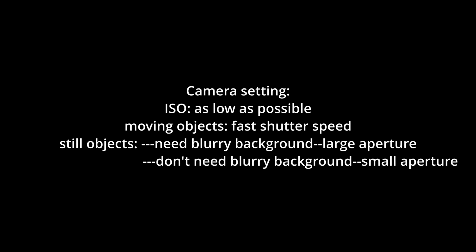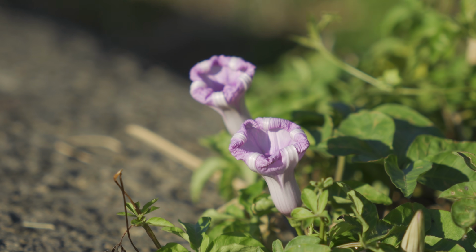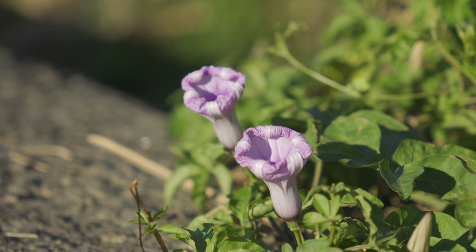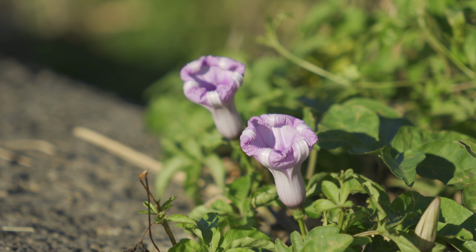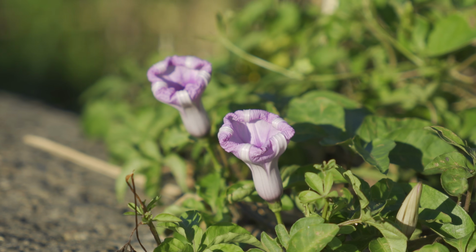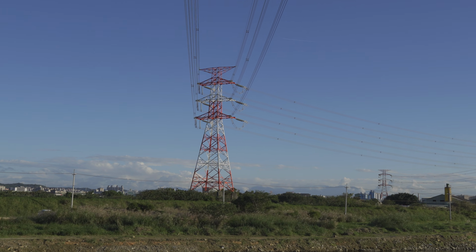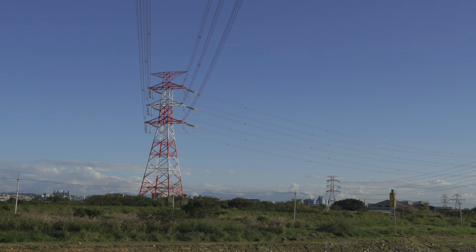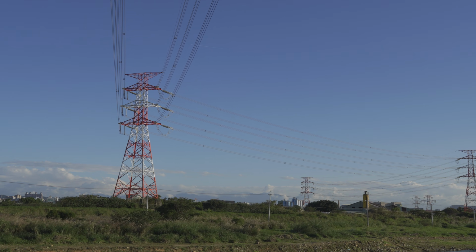For example, for this scene, I wanted the flowers to pop out, so I had to use f2.8 and zooming in to 50mm. But if you look at this scene, I want people to know where I am. Everything should be clear, so I used a larger f number.